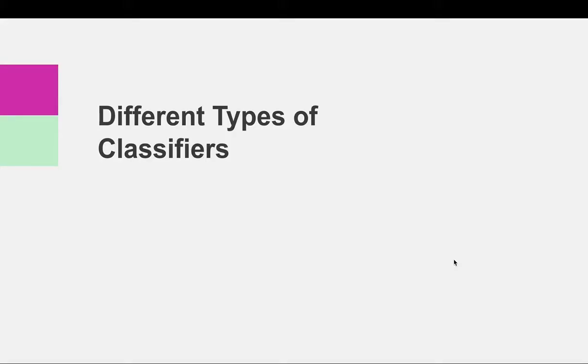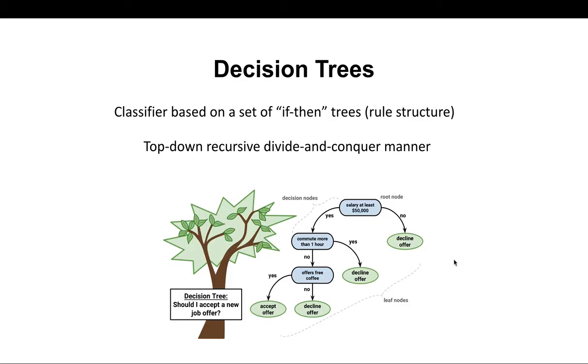Now let's jump into different types of classifiers that exist in the machine learning community. Let's talk about decision trees, one of the main focuses of today's video. A decision tree classifier is a classifier that's based on a set of if-then trees, or a Boolean rule structure. The example given in the image is a really good example of a decision tree.